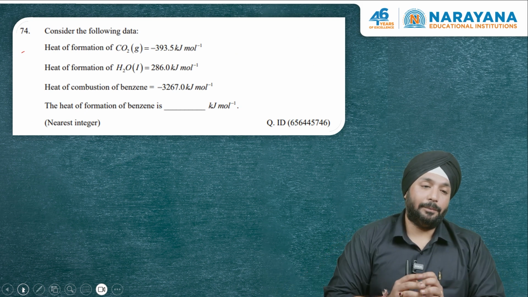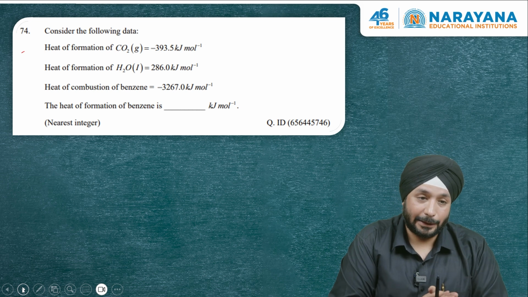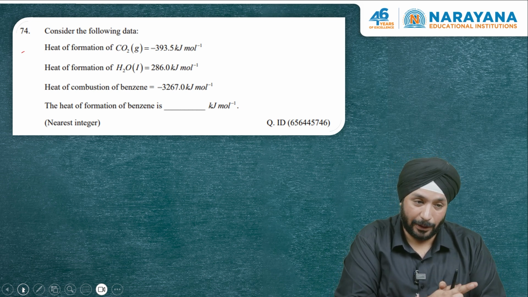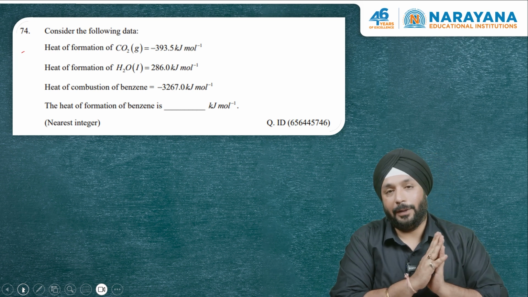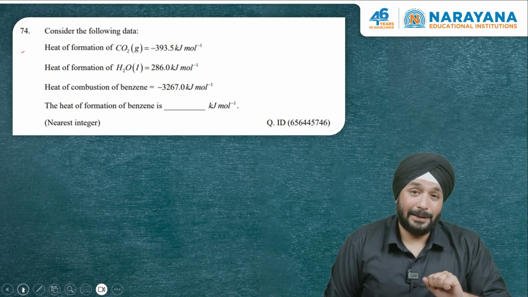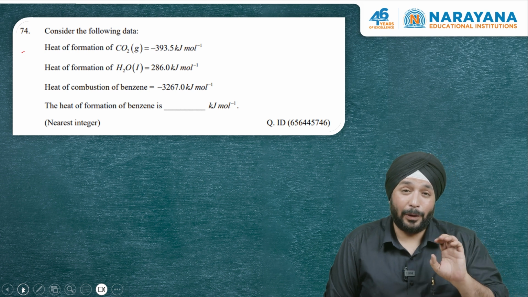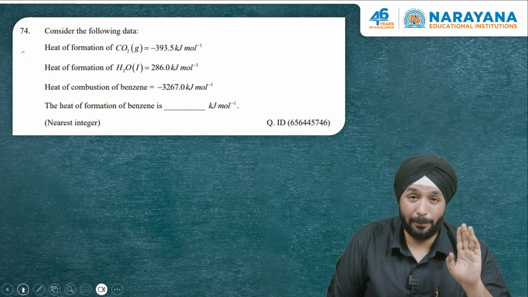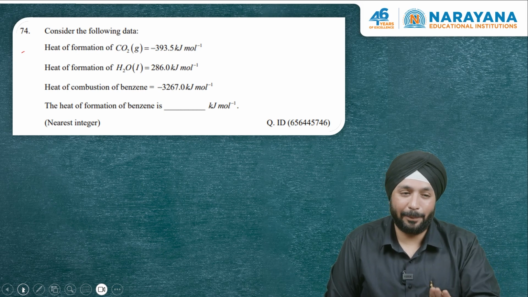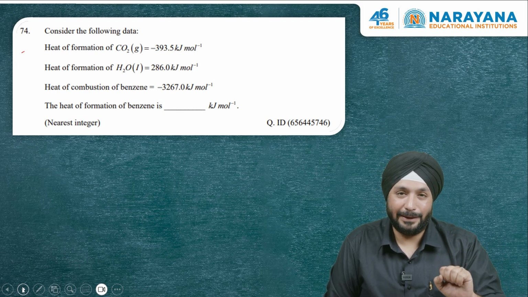Consider the following data. Heat of formation of carbon dioxide is given to you, heat of formation of water liquid is given to you, heat of combustion of benzene is given to you, the heat of formation of benzene you require. Getting it? Now understand one thing. For any reaction, delta H value should be equal to summation of enthalpy of formation of products minus summation of enthalpy of formation of reactants. So the formation enthalpies are given to me. I'll write the combustion reaction of benzene, right.